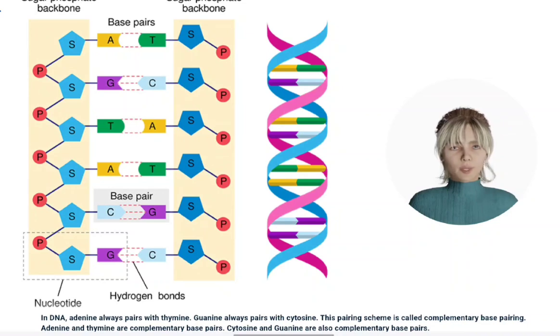In DNA, adenine always pairs with thymine. Guanine always pairs with cytosine. This pairing scheme is called complementary base pairing. Adenine and thymine are complementary base pairs. Cytosine and guanine are also complementary base pairs.